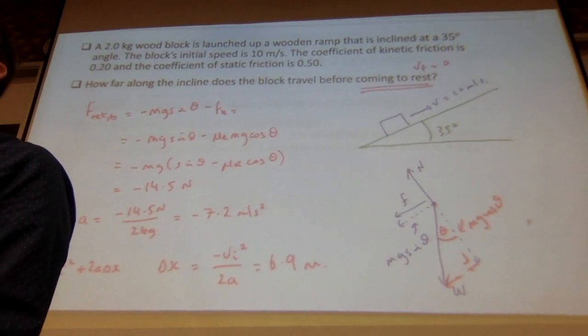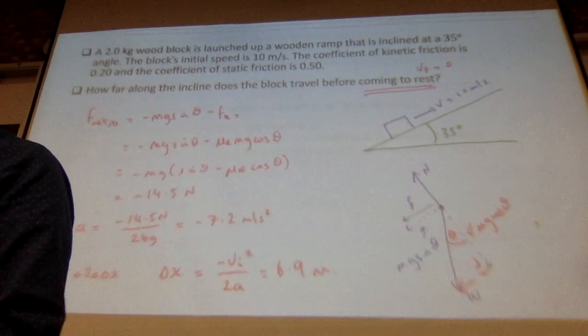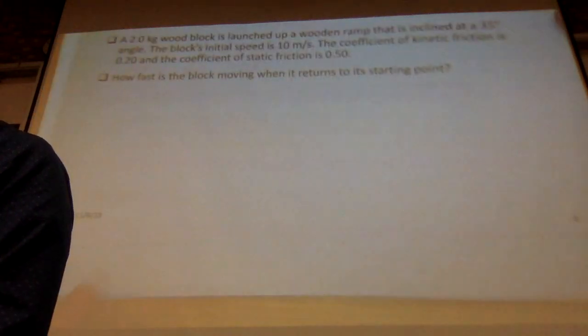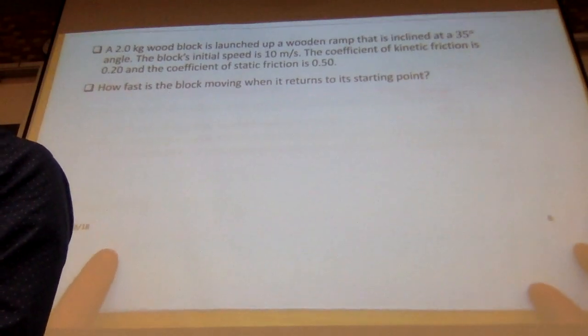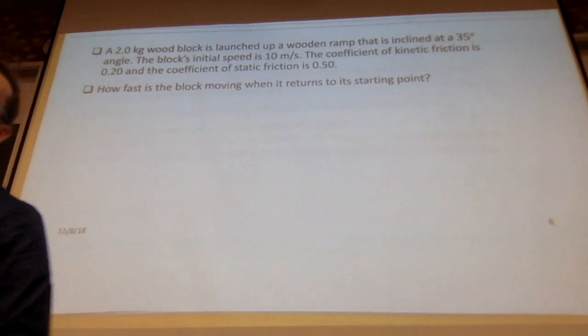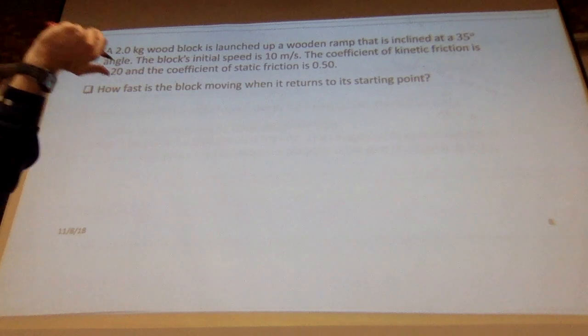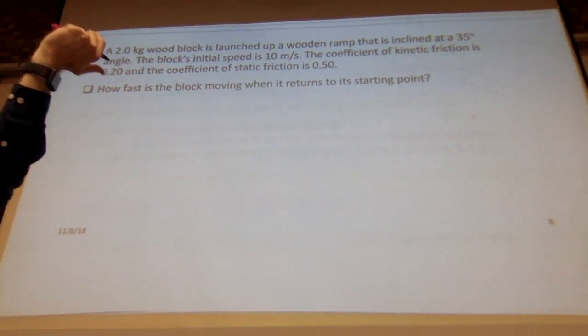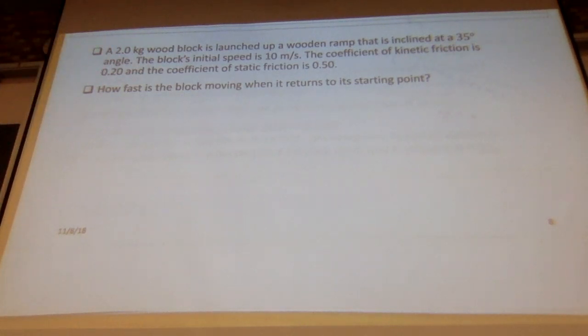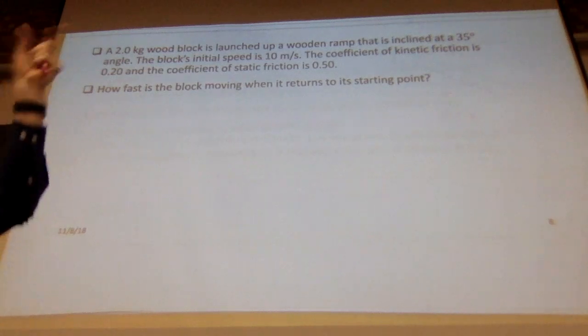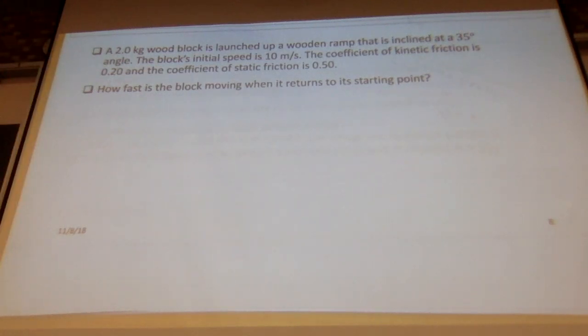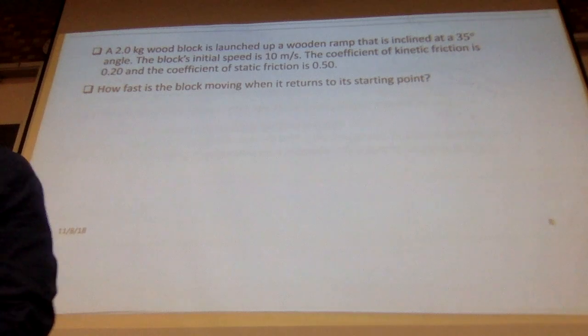6.9. Well, the 0.5 is not technically needed, it's in there completely to be a distractor. So when the block gets to the top, how do I know it comes back down? What if it gets stuck up there? Isn't that possible? Have you ever pushed something up a ramp and it sticks? Yeah. Right? So what is the max static friction force?